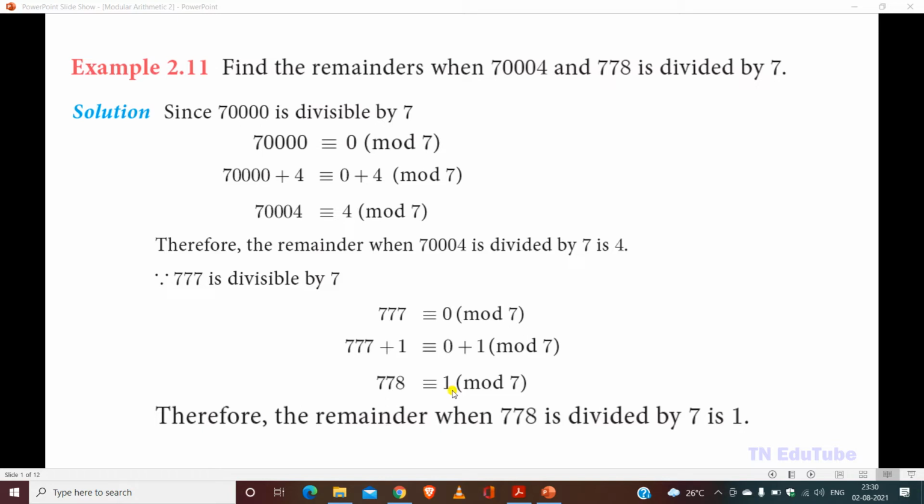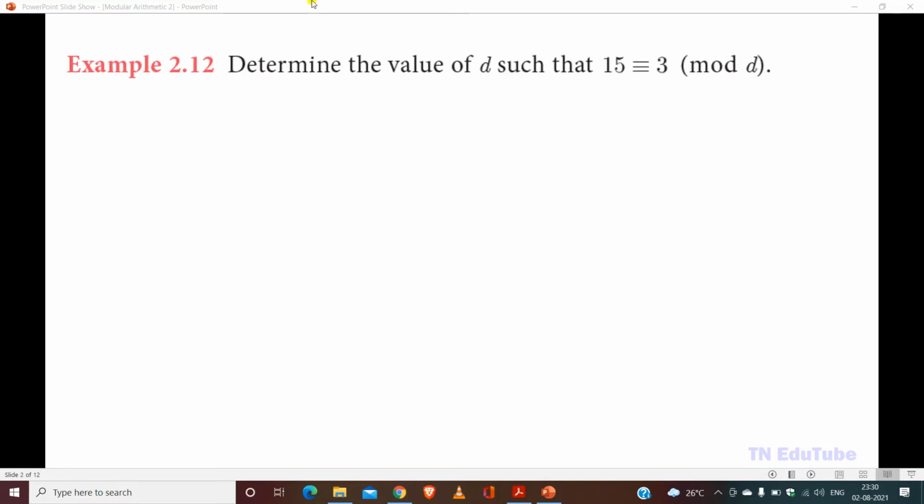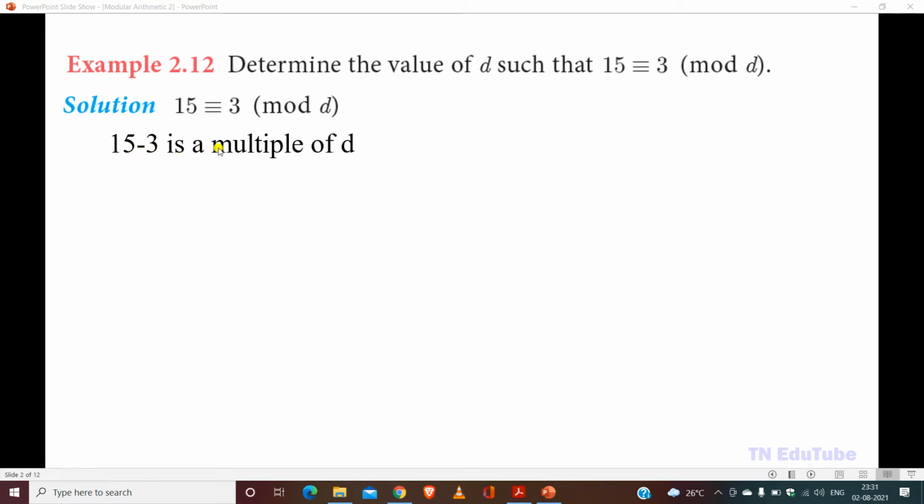Then the next problem, example 2.12. Determine the value of d such that 15 is congruent to 3 mod d. Determine the value of d, the divisor you have to find out. When you take this 3 to the left hand side, what do you get? 15 minus 3 is a multiple of d, or divisible by d. So we can write it as 15 minus 3 is equal to some k times d, where k is some integer.